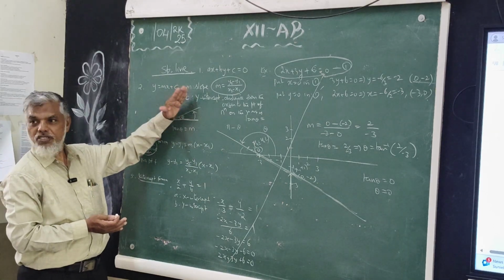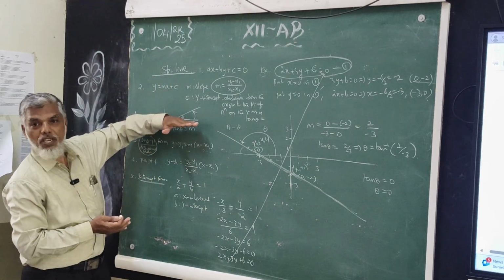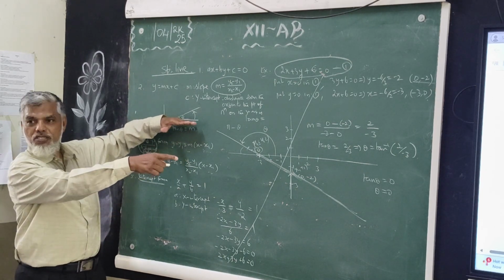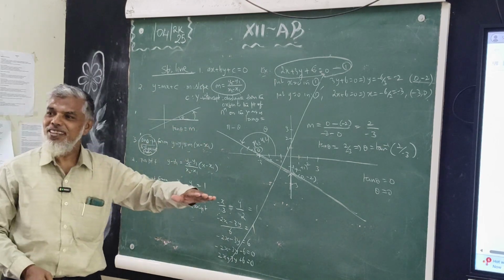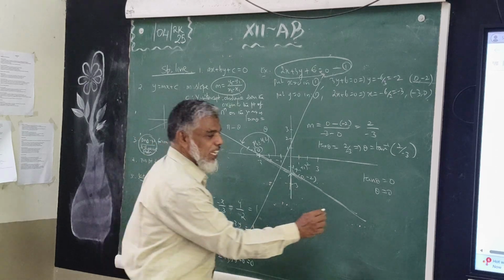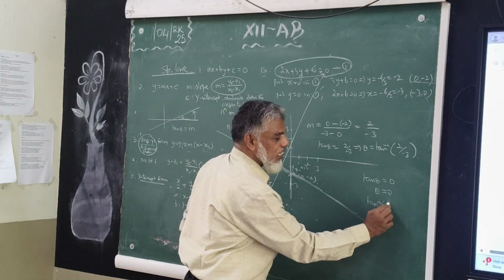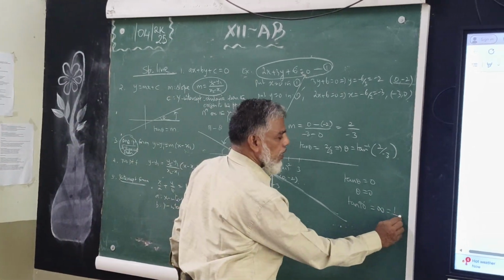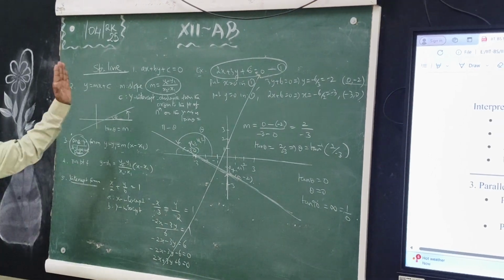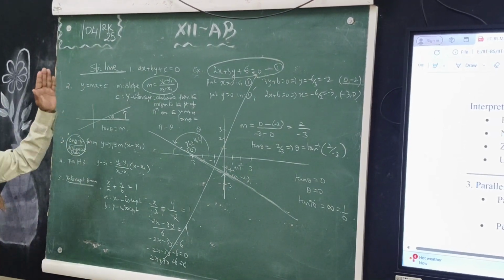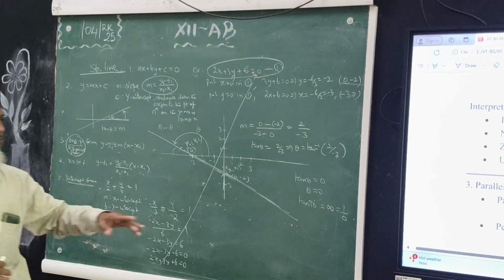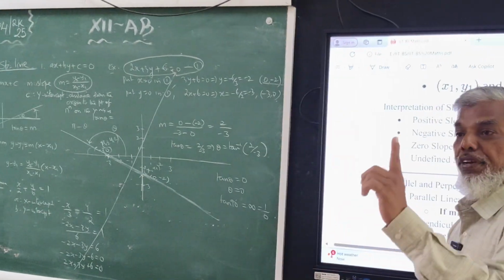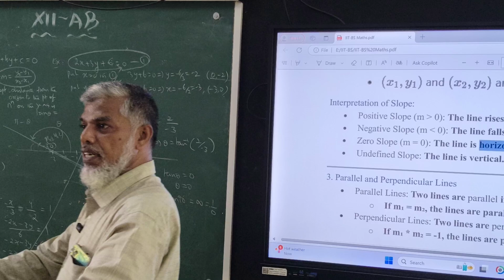Here 30 degree, here 60 degree, 90 degree, 0 degree. When will it be horizontal? Theta is 0. When will it be vertical? 90. Why? What is tan 90? Tan 90 is infinity. Infinity means what? 1 by 0. So with 1 by 0, it is vertical. Slope is 0 when horizontal, and when vertical, it is an undefined slope. Why? Infinity is undefined.